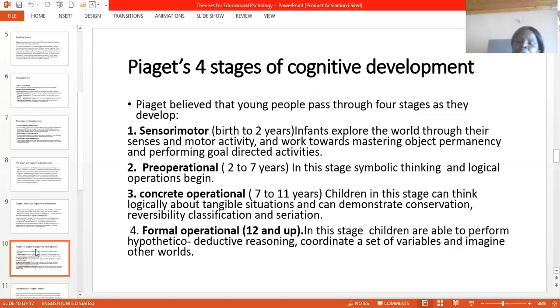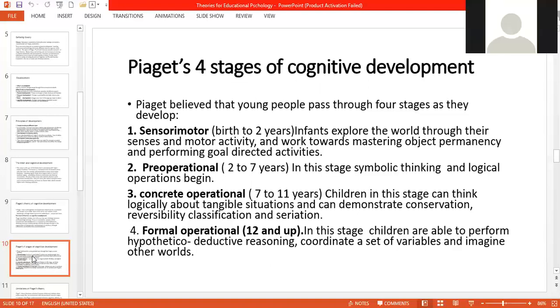They are able to perform hypothetical deductive reasoning. They can reason. They can give predictions. They can even give you advice at their age, because in this stage, they are able to perform hypothetical deductive reasoning. They can even imagine other worlds. That is the formal operational stage. These are the 4 stages of cognitive development as per Piaget's theory.